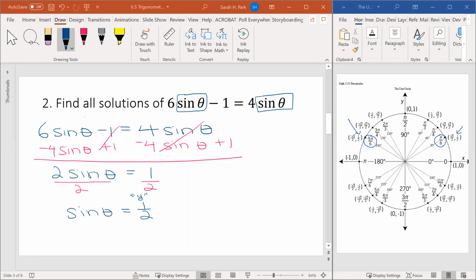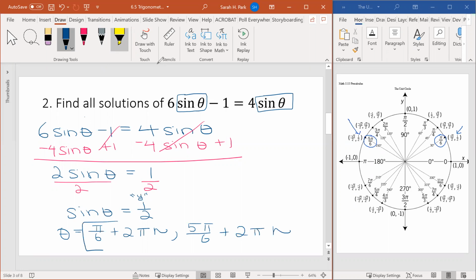Because it says find all solutions, and this cycle or the period repeats every 2 pi radians, we denote that by adding 2 pi n to our solution. So we have here theta is equal to pi over 6 plus 2 pi n and 5 pi over 6 plus 2 pi n. Again, if you see find all solutions, remember to add 2 pi n to your solution.